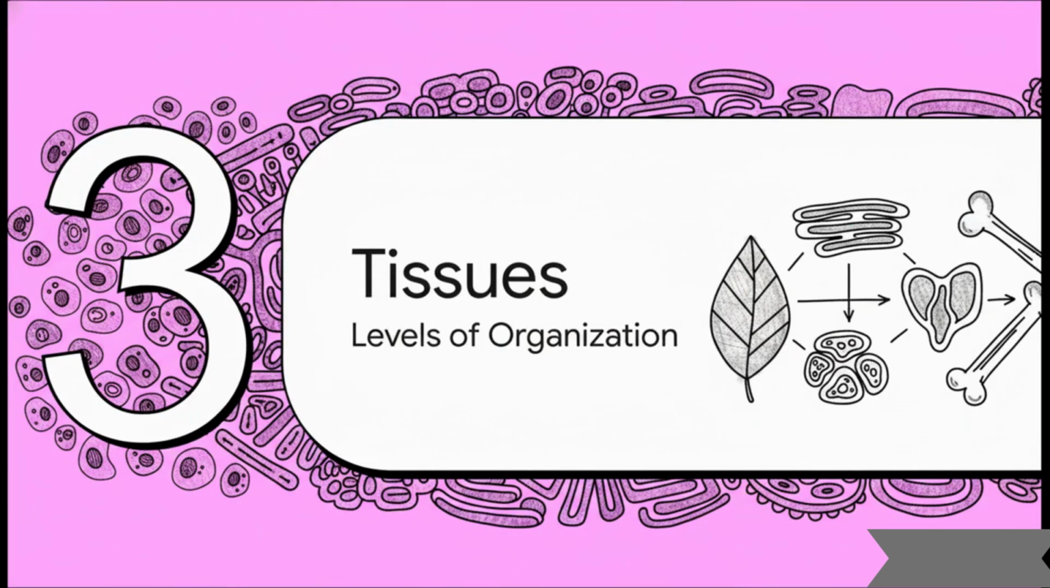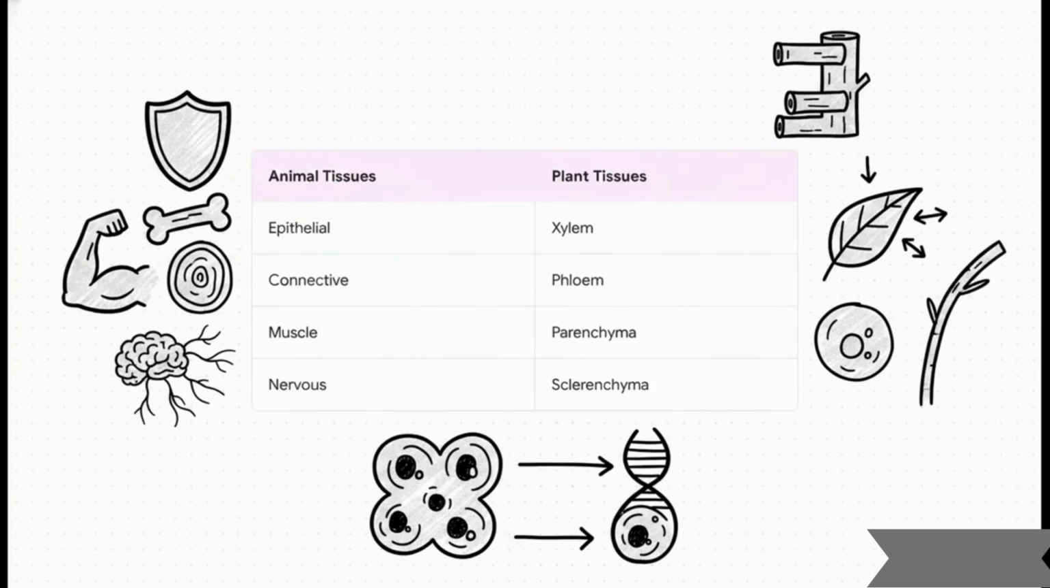Moving on to Section 5, Tissues and Organization. Let's zoom out from single cells. This breakdown perfectly illustrates how individual factory workers team up to form specialized departments. Let's look at animal tissues first. We've got epithelial tissue designed for outer protection, connective tissue for structural support, muscle tissue built to contract for movements, and nervous tissue for rapid electrical signaling.